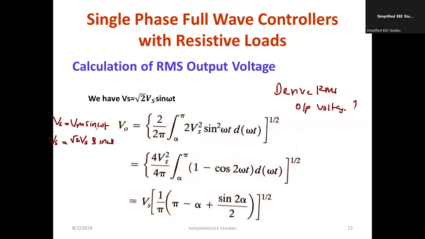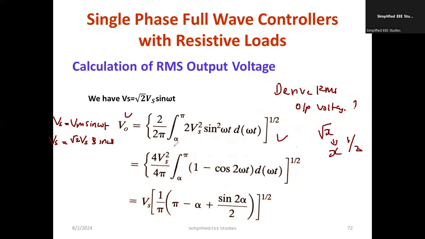Okay, now what you can do is apply the output voltage. V naught, the RMS output voltage you are supposed to calculate, is equal to square root of 1 by 2 pi, integral from alpha to pi, of 2 V square sin square omega t d omega t. Here both are the same. See, square root of x is equal to x to the power 1 by 2. In the same manner I have written here.